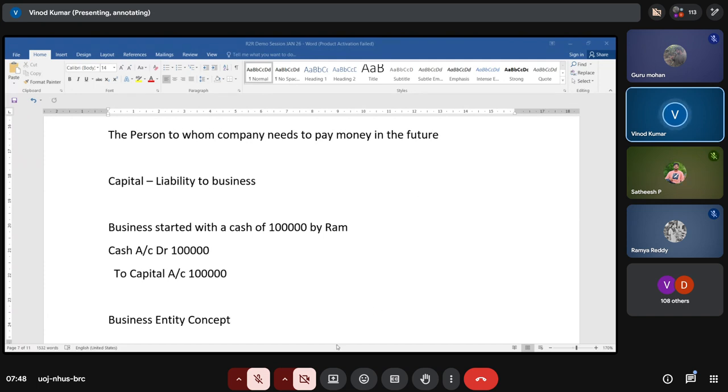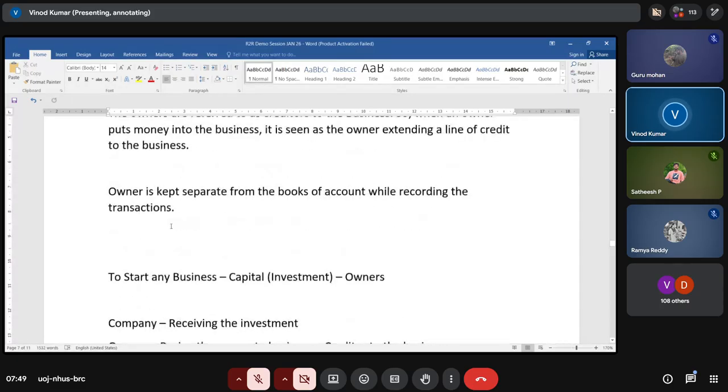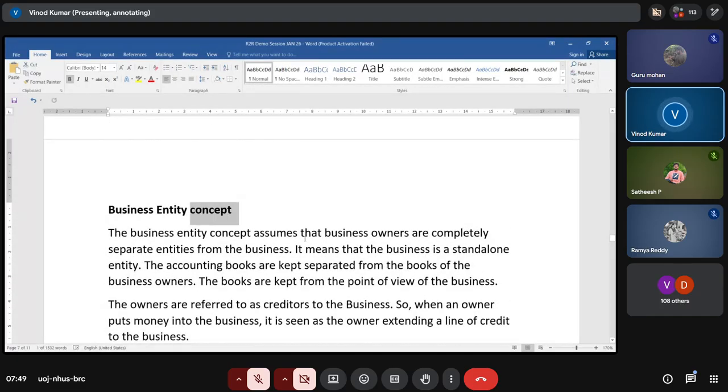Let's understand the definition. The business entity concept assumes that business owners are completely separate from the business. It means the business is a standalone entity. The accounting books are kept separate from the books of the business owners. So the books are kept from the point of view of the business. The owners are referred to as creditors to the business. When an owner puts money into the business, it's seen as the owner extending a line of credit to the business.